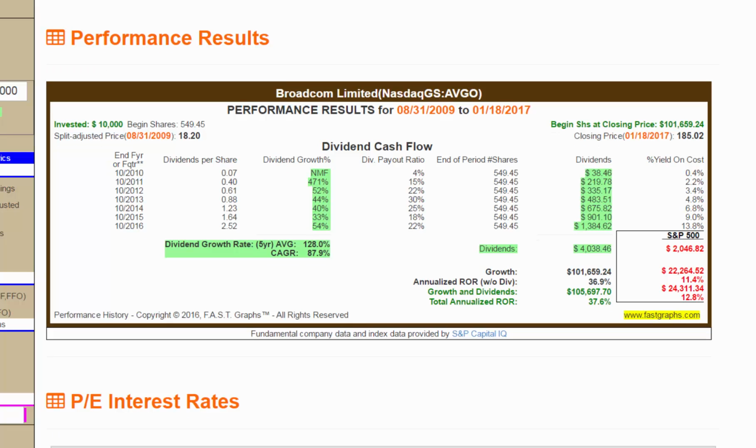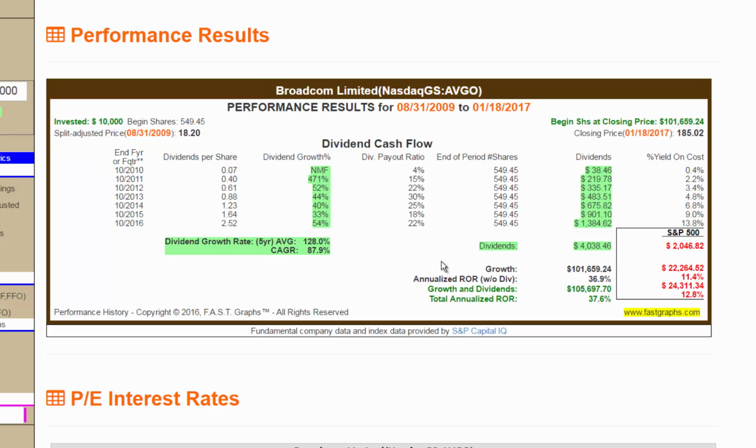And what's really extraordinary about this company's performance, as I mentioned in the article, it's a growth stock. And I'm using the standard $10,000 investment on 8/31/2009 at a price of $18.20, would have grown to $101,659. That's a 36.9% compound annual capital appreciation rate, which is very consistent with the operating earnings growth rate we saw above, considering that it trades at around a 14 or 15 normal price to earnings multiple.